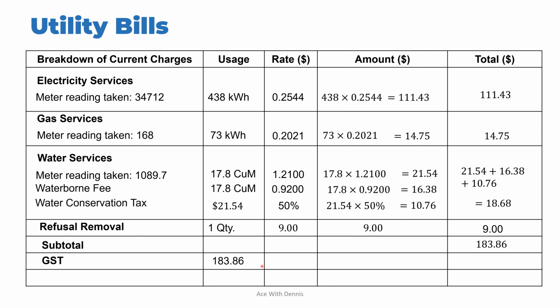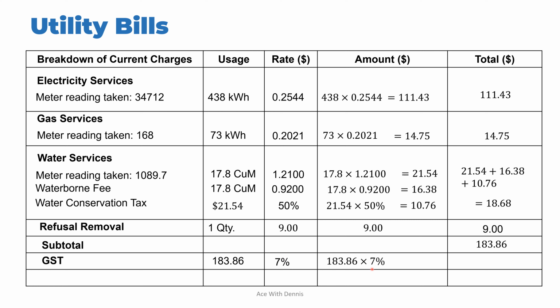So at the moment, the total is $183.86. At the moment, GST is 7%. Okay, so now is 2022. Next year we increase to 8%. Another year increase to 9%. Right? So do remember this. So the Singapore government has made the announcement. So you have to pay attention to the current GST charge.